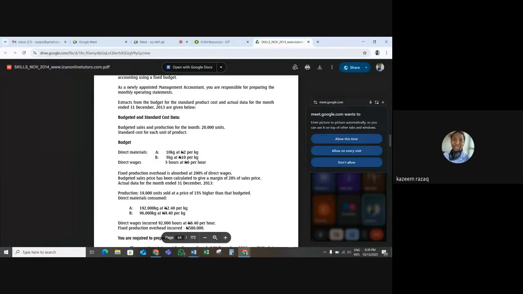Now, they gave us the question here. They said sales and production for the month is 20,000 units. Standard cost. Now you can see the question gave you standard cost for each, not budgeted cost. You can have a budget, but it's still different from actual and standard.